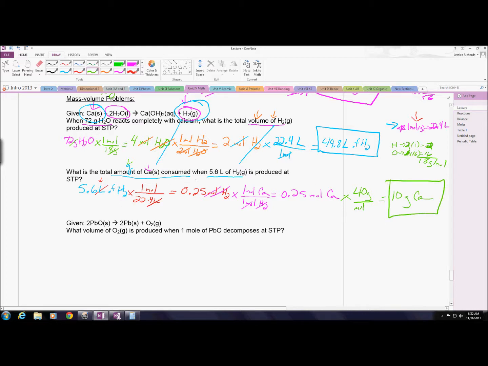Again, 3 steps. What you're starting with, convert it to moles. There's step 1. From moles of one compound to moles of the other. Step 2. From moles into grams. Step 3.